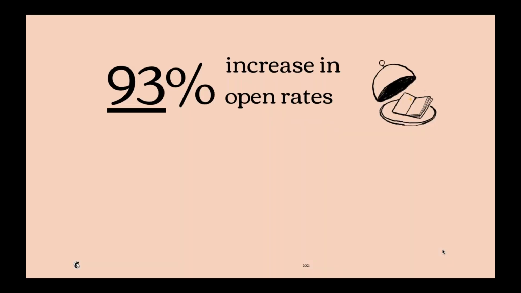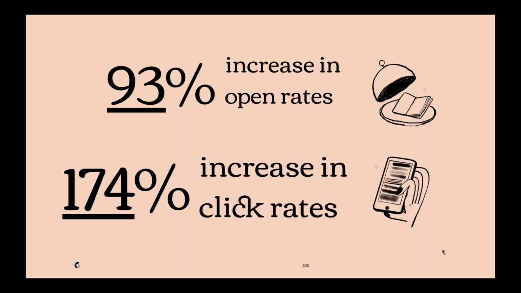In fact, with automated emails, we've found that Mailchimp customers can see significant increases compared to regular email campaigns, including, on average, a 93% increase in open rates and a 174% increase in click rates. And by utilizing the Customer Journey Builder, you can now map and automate how people engage with your business, allowing you to create experiences for your customers based on who they are and how they interact with you.